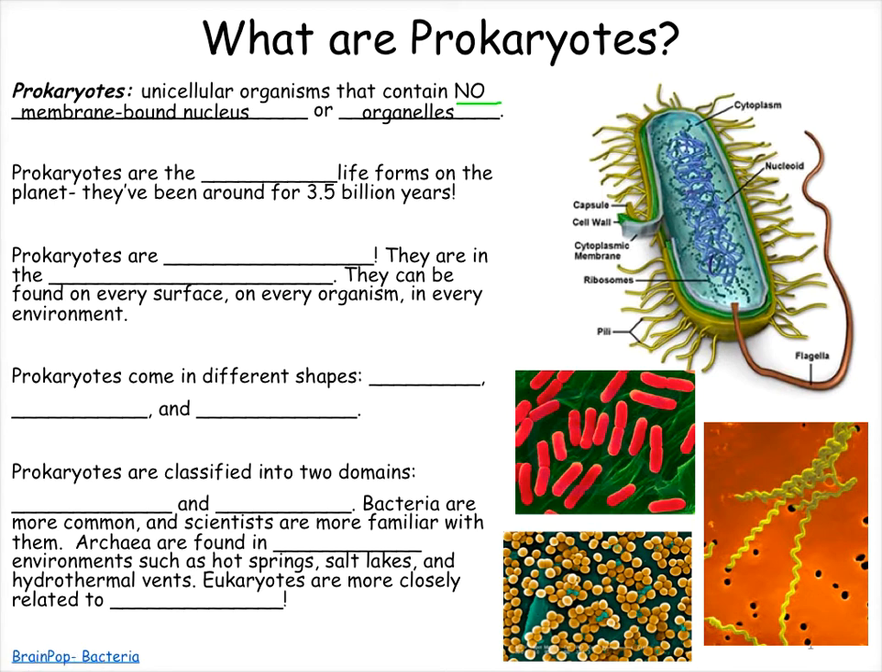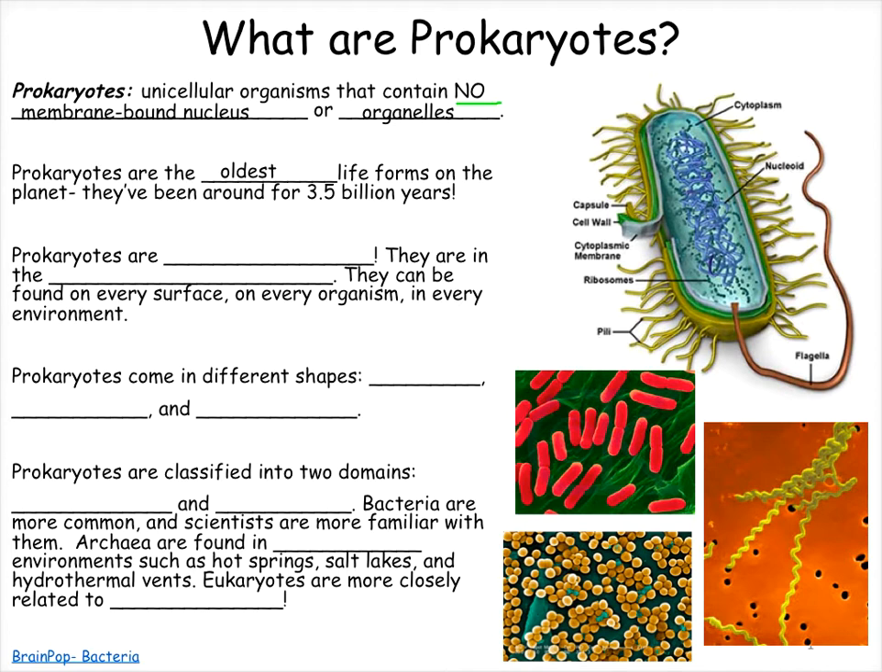As we said previously, prokaryotes are the oldest life forms on the planet. They've been around for at least 3.5 billion years. And so because they're our first life forms, they're also our simplest life forms.